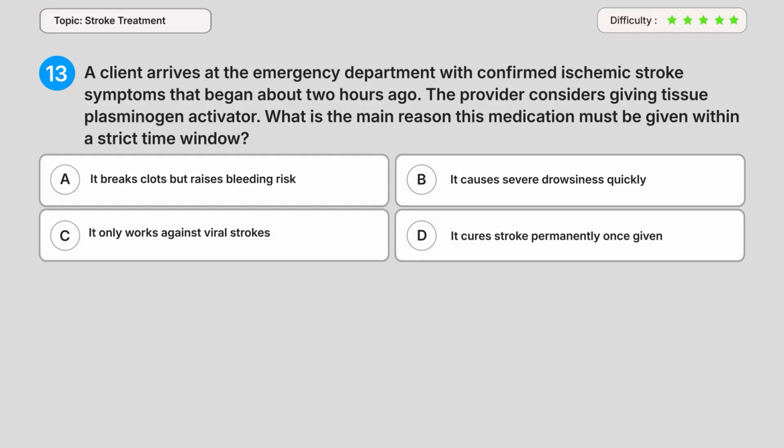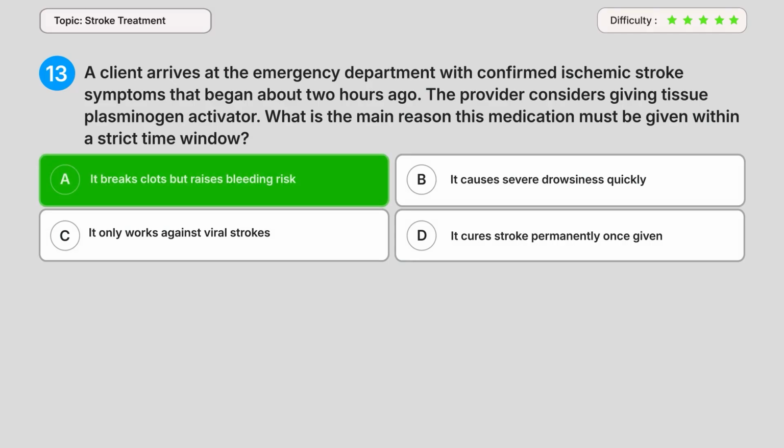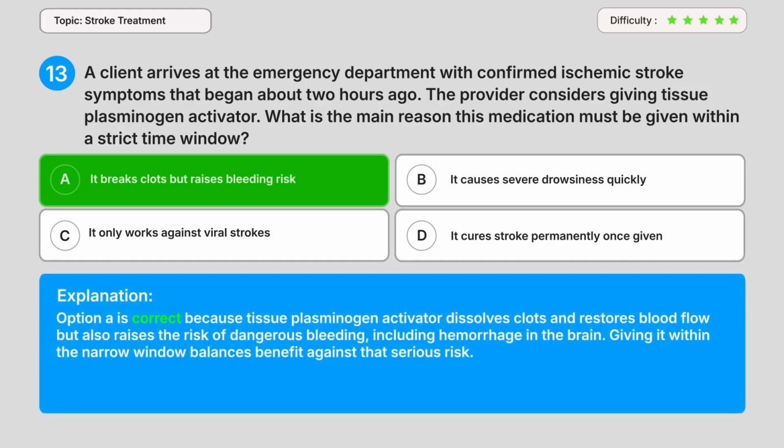Correct answer, A. It breaks clots but raises bleeding risk. Explanation. Option A is correct because tissue plasminogen activator dissolves clots and restores blood flow, but also raises the risk of dangerous bleeding, including hemorrhage in the brain. Giving it within the narrow window balances benefit against that serious risk.